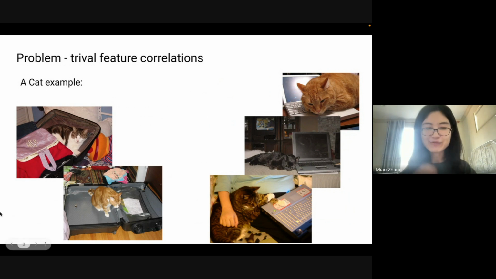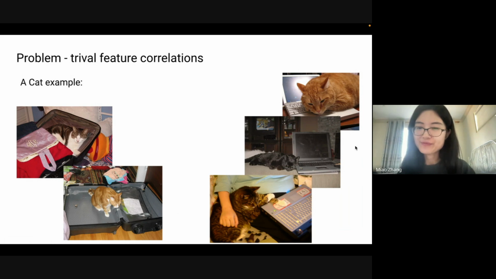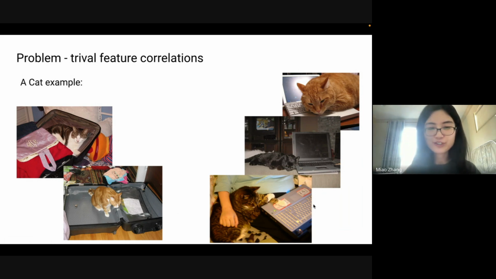This is a cat example from the MS COCO dataset, an object detection dataset. We find that cats always co-occur with suitcases, and suitcase is not in the 80 labels of the dataset. So technically, this feature's distribution is unknown. However, such a connection may lead to a spurious visual cue for a model. Whenever the model recognizes a cat, whether a suitcase is there will affect the prediction. And similarly, cats also co-occur with keyboards or laptops a lot.